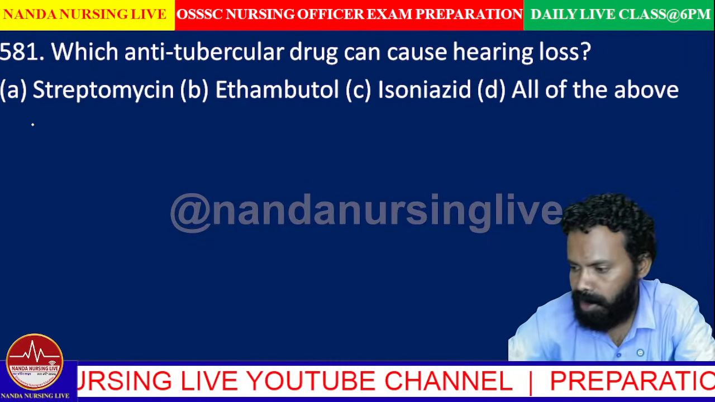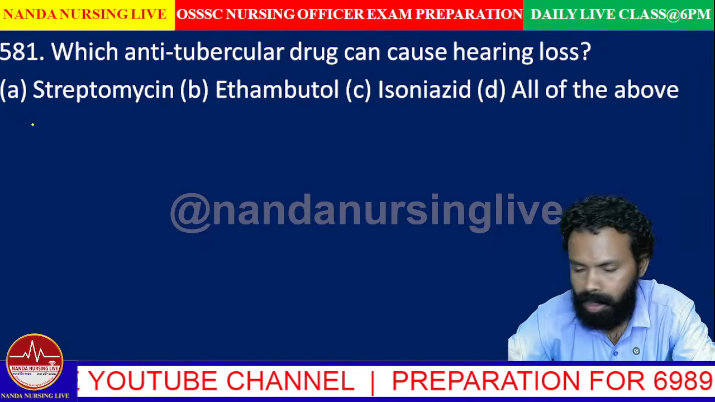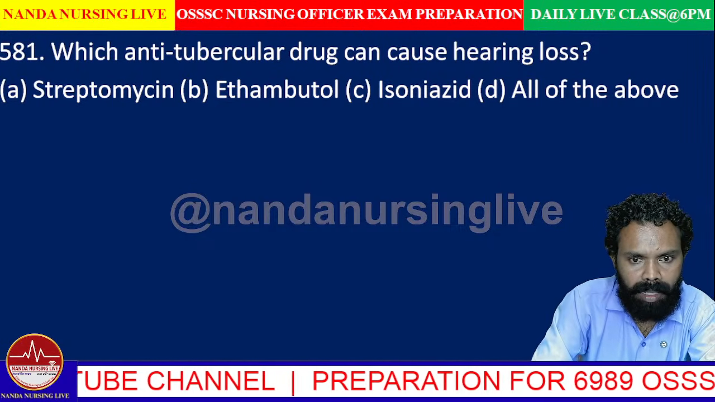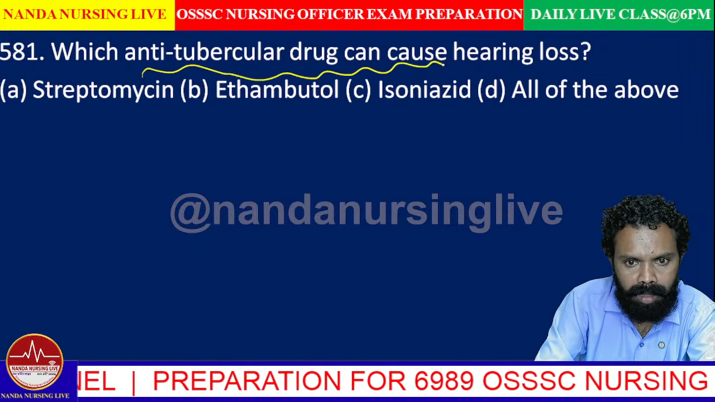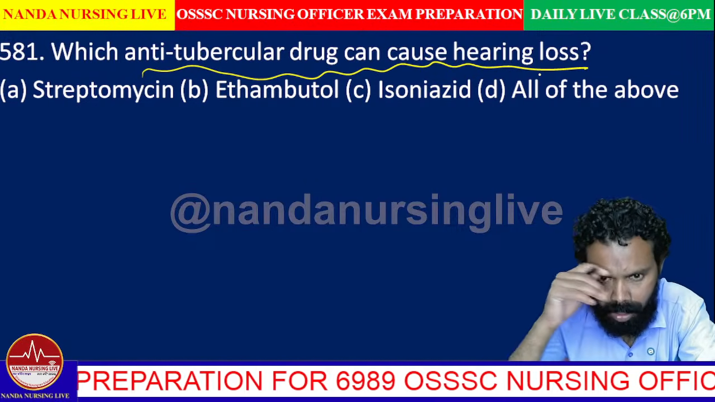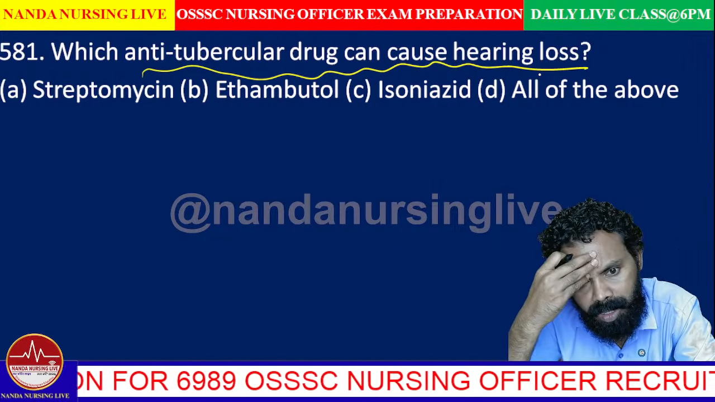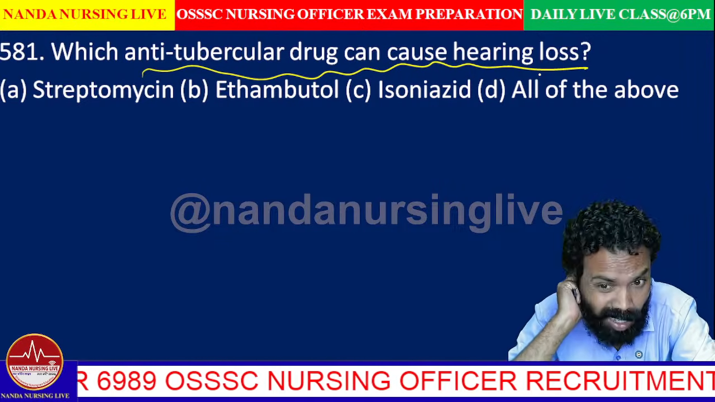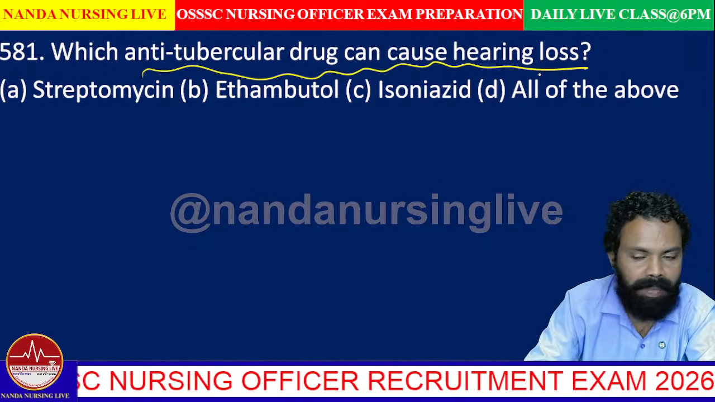Next question, question 581. Which antitubercular drug can cause hearing loss? Option A is streptomycin, option B is ethambutol, option C is isoniazid, option D is all of the above. So which option is the correct answer?